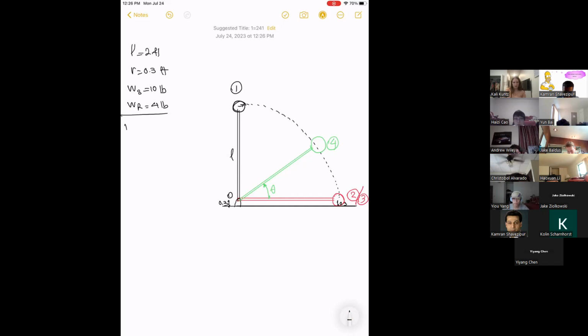Okay, you have to find M of a sphere, which is 10 divided by 32.2, and M of rod, which is 4 divided by 32.2. We're going to calculate this later. Now, I also need the moment of inertia of the whole system about O, right? The whole system, let's just go with blue. This is the whole system.